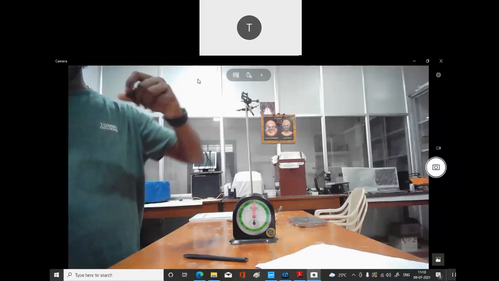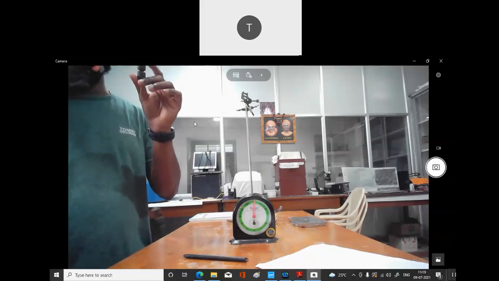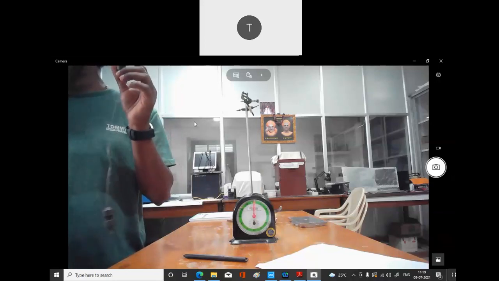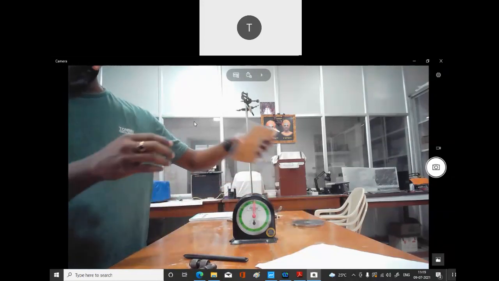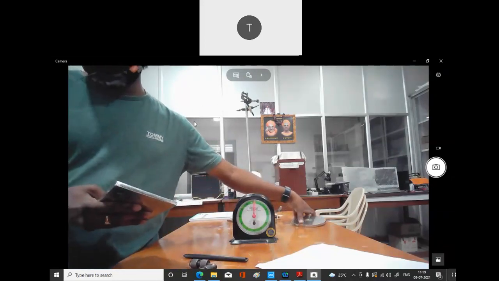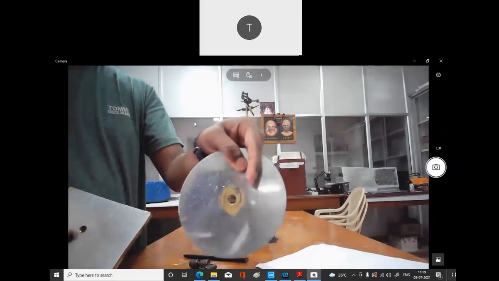So for Fermi energy also, you try to find the radius. I'm not going to go into detail because it would be a repetition. Now you can see here there are 2 plates. There is a circular plate.